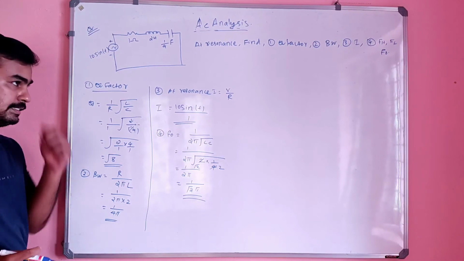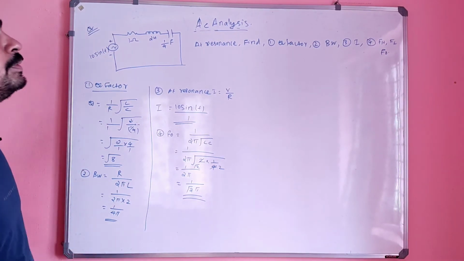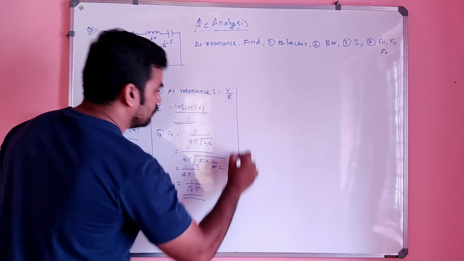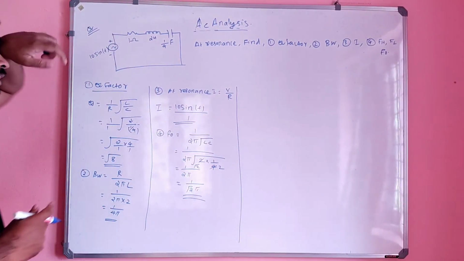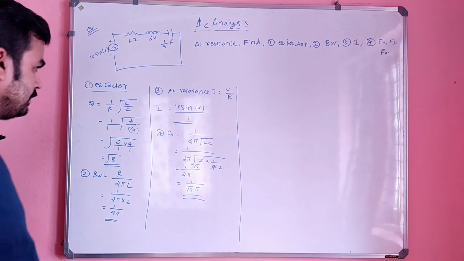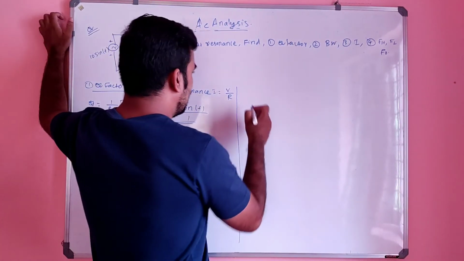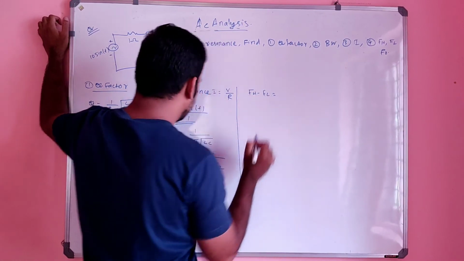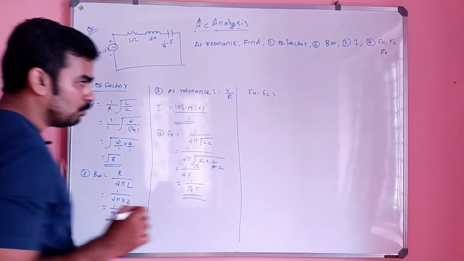Clear? Is it clear? Okay. And let's find what is the value of FH, FL. Let's see that first. For that we have a relationship that FH minus FL is equal to what? Bandwidth. What is the equation for that? 1 by 4 pi.